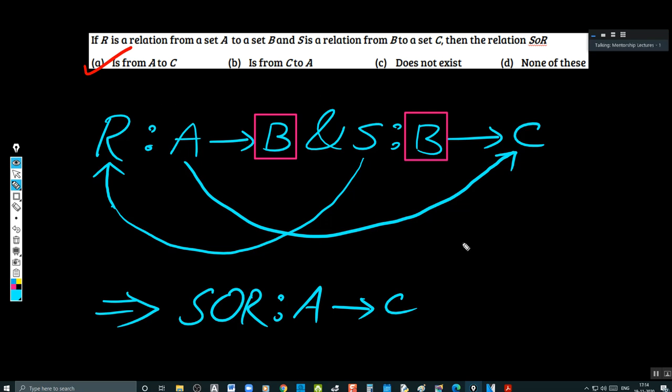Now, anyone in the class, tell me, is ROS possible or not? No, sir. Not possible, because S maps from B to C and R maps from A to B, and it is C here and A there. If they are equal, then only it is possible.